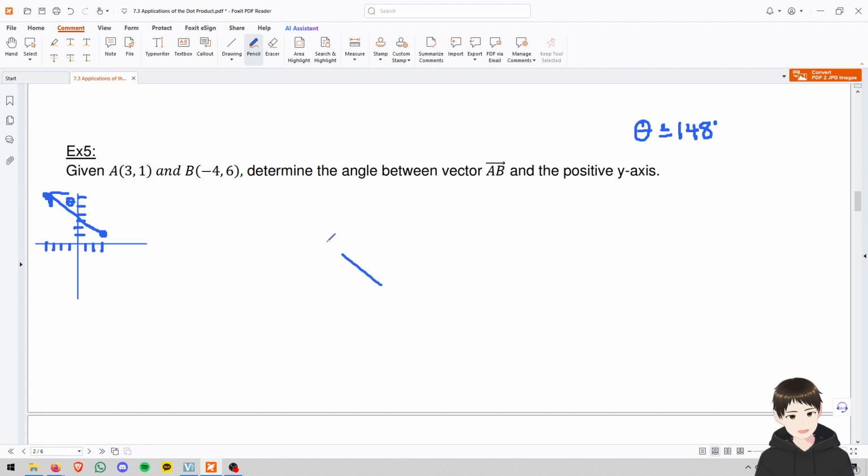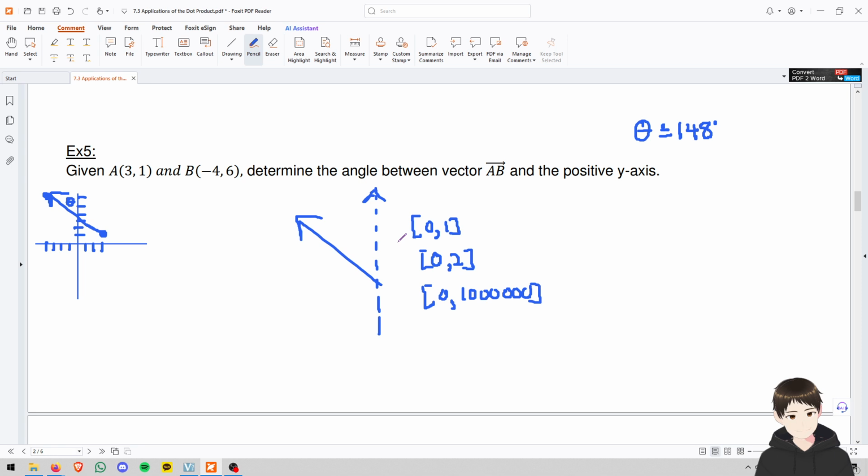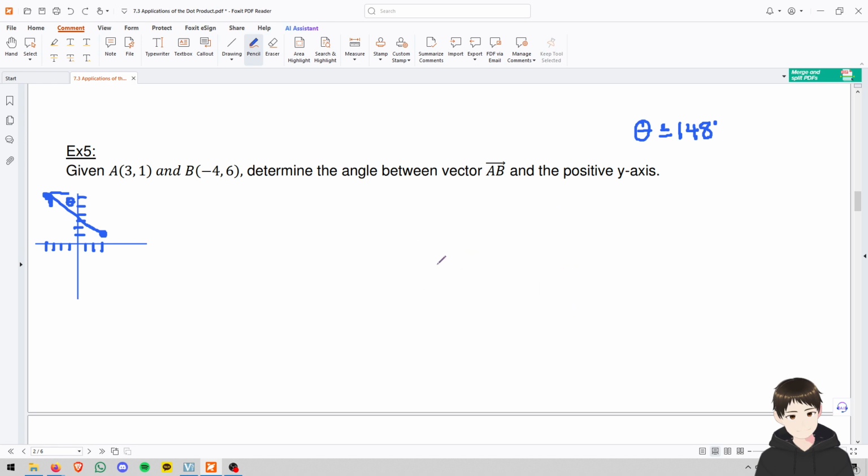Firstly, I need to know what vector this is, algebraically. Because I know what vector a perfectly vertical one is. It could be 0, 1. It could be 0, 2. It could be 0, 1 million. As long as the x is 0, I have myself a perfect vertical vector. In other words, I'm going to use the easiest one, this one. And instead of calling it any special thing, I'm actually going to call it the unit vector in the y-axis direction. Okay?